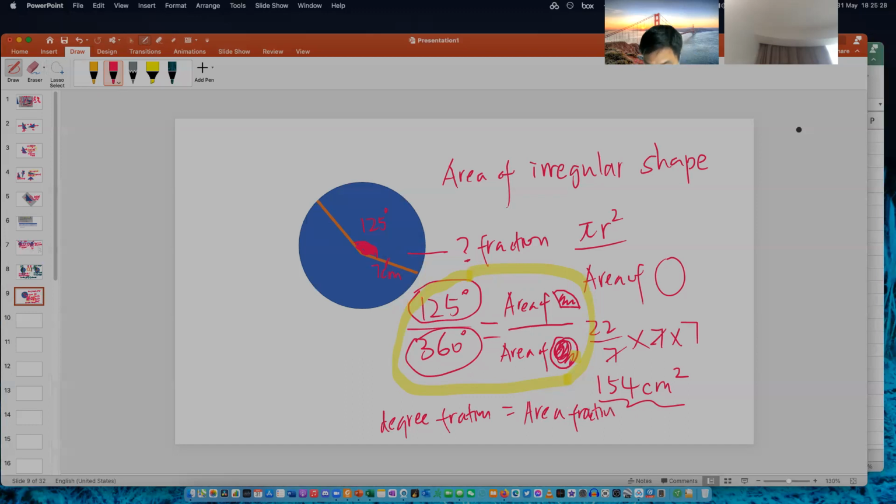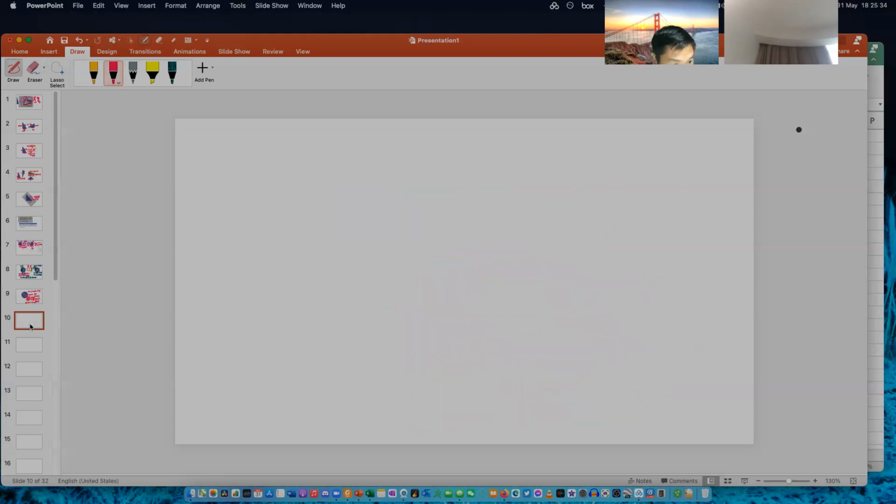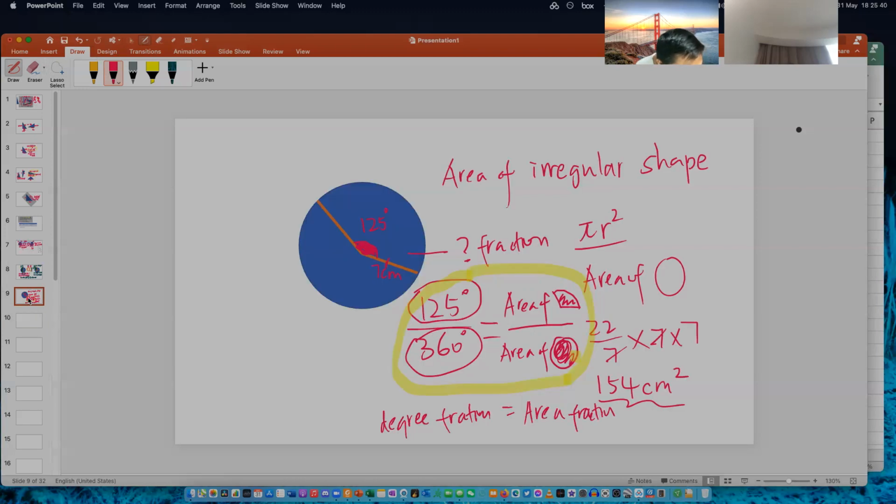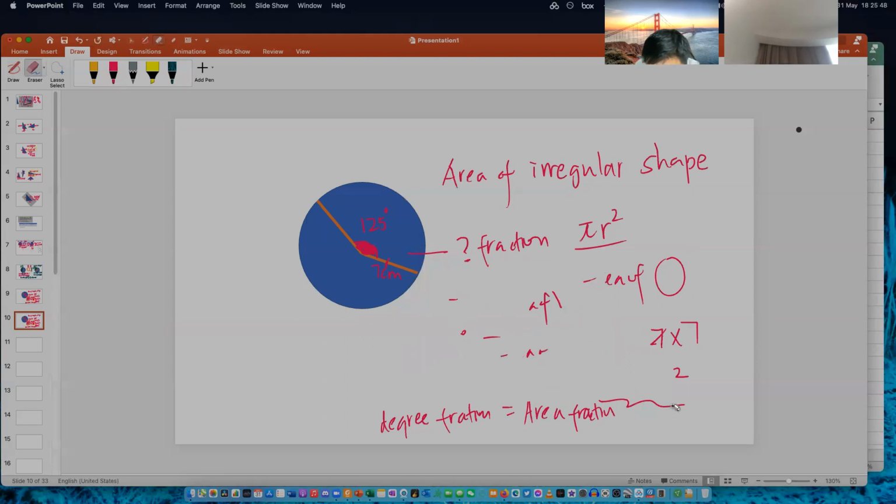Okay, so there is a question asked by Yixing on Saturday. The question gives a similar concept here. Let me duplicate this. I don't need all this. So what you need to do is make use of this concept: the degree fraction is equal to the area fraction.